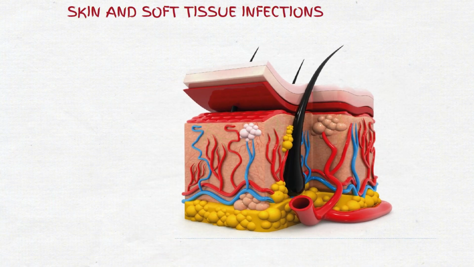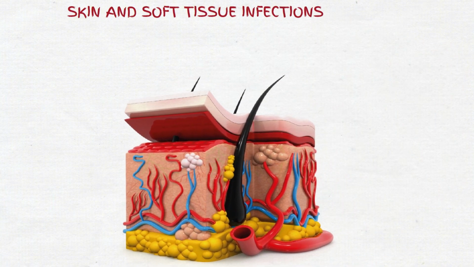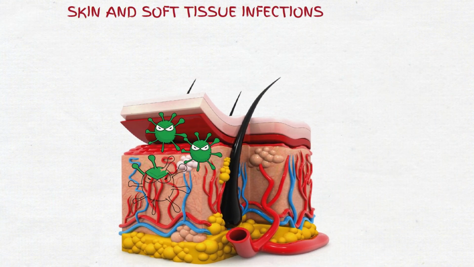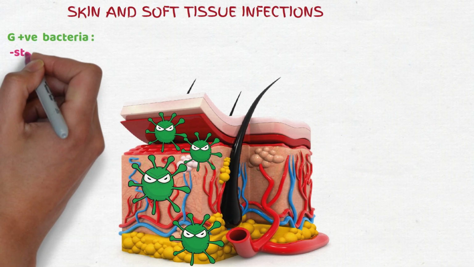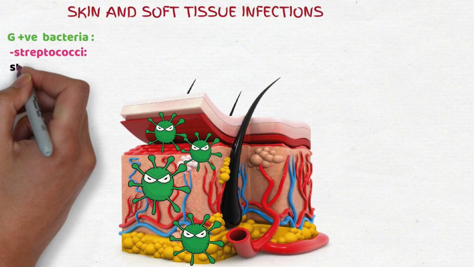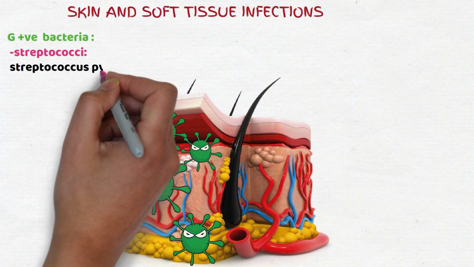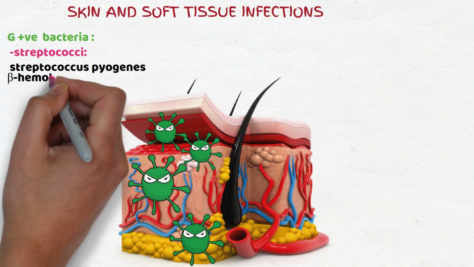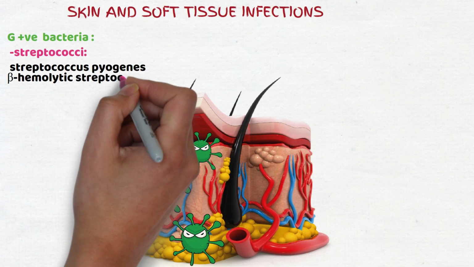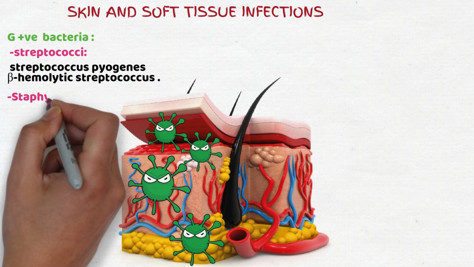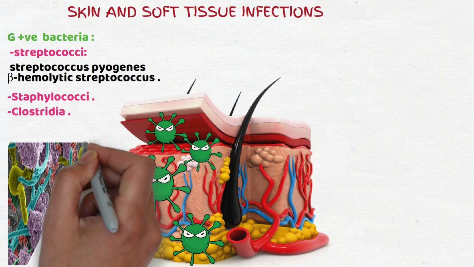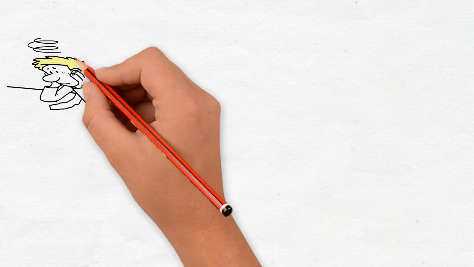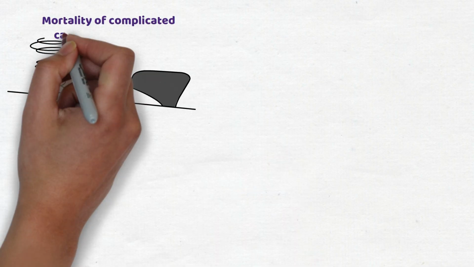Definition: bacterial infection of the skin, epidermis, dermis, subcutaneous tissue, skin appendages and muscles, including fascia. Especially gram-positive bacteria, like streptococci, especially Streptococcus pyogenes, beta-hemolytic streptococcus of Lancefield Group A, staphylococci, clostridia. Frequently polymicrobial, mortality of complicated cases about 30%.